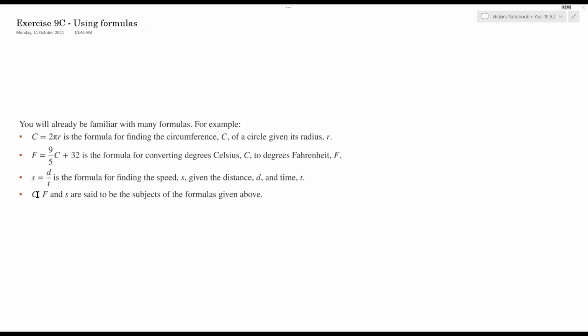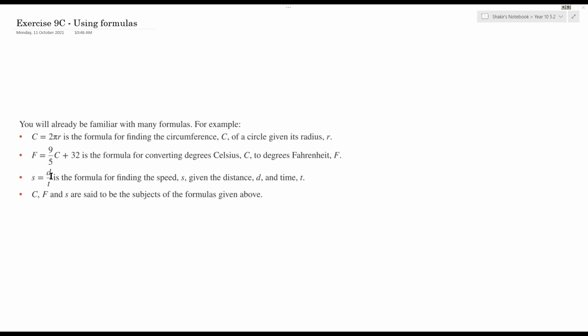Similarly, C, F and S are said to be the subjects of the formulae given above. C is the subject of this formula: C equals 2 pi r. F, Fahrenheit, is the subject of the formula because it's by itself on one side, equal to 9/5 C plus 32. Speed is the subject of the formula because once again, it's by itself on one side of the equation. On the other side of the equal sign, you have d over t.